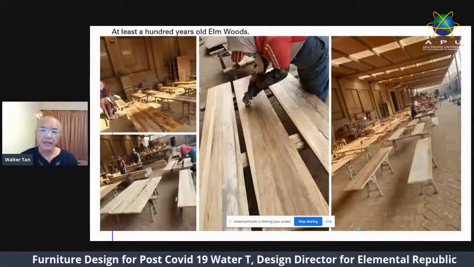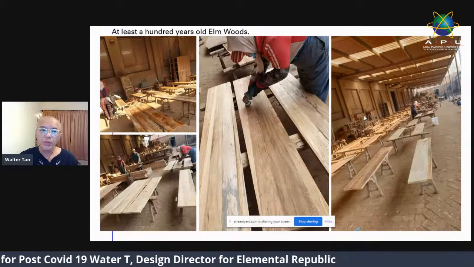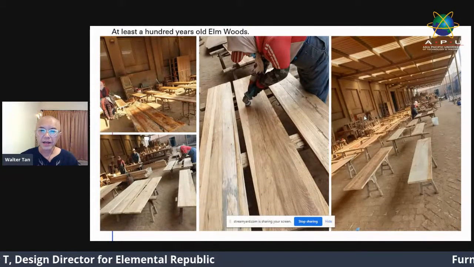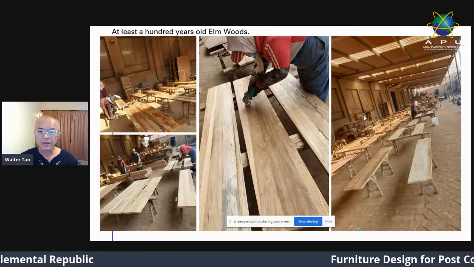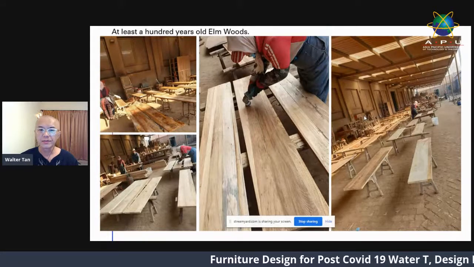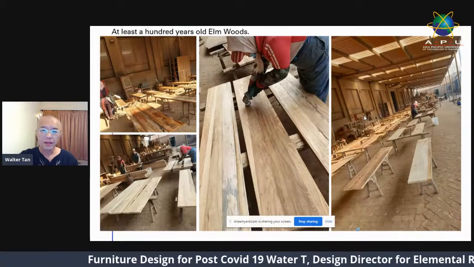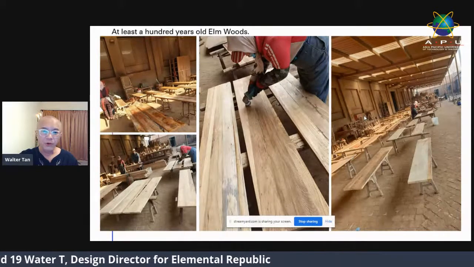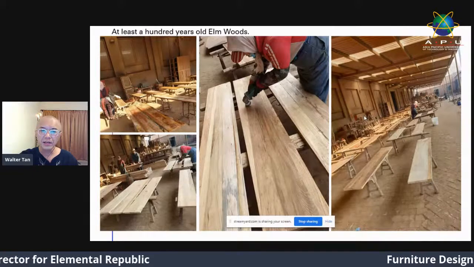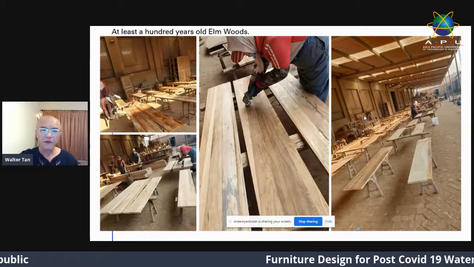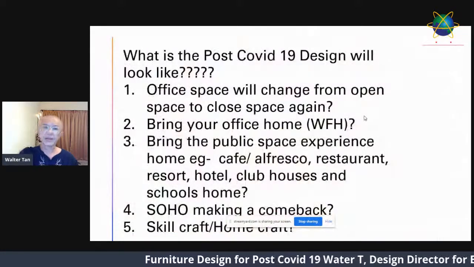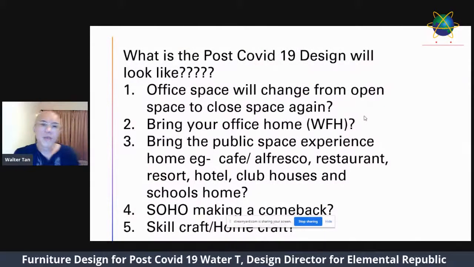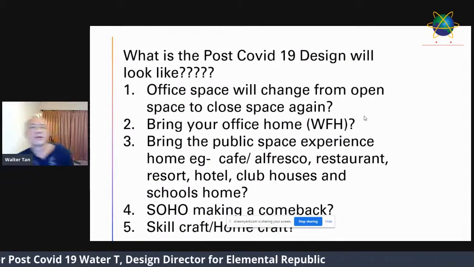See, and then this is actually elm wood. They laminate it, and then they wire brush it to make it a rusty look. Yeah, and it was -2 then, so cold. I went there last December. Very, very cold.